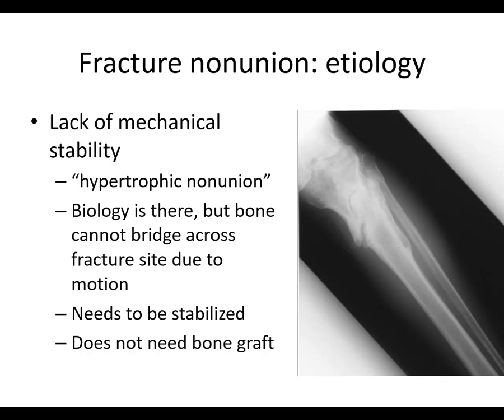And here's where you can get, for instance, another hypertrophic nonunion. So you can see lots of bone being made, all this extra bone out here, this irregular appearance. But you can see that this crack just hasn't gone away. The patient still has pain. So the biology is there, but the bone just can't bridge across that fracture site due to motion. So it needs to be stabilized. You go in and just stabilize this, it doesn't need bone graft, and you can often get that to heal.